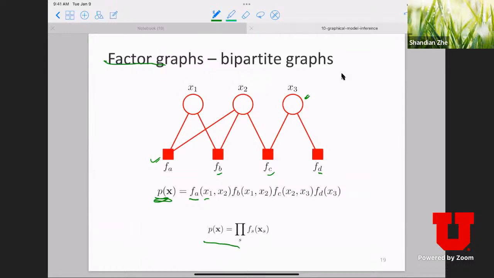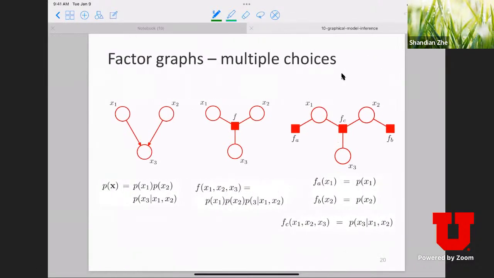To be succinct, you can also write down your joint probability as the product of the factors in the factor graph. And here I want to emphasize again that one joint probability or one graphical model might have multiple definitions of factor graphs. It depends on how you define the factors, namely how you define those functions over the random variables.